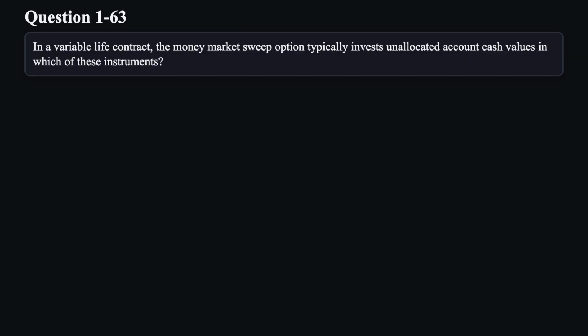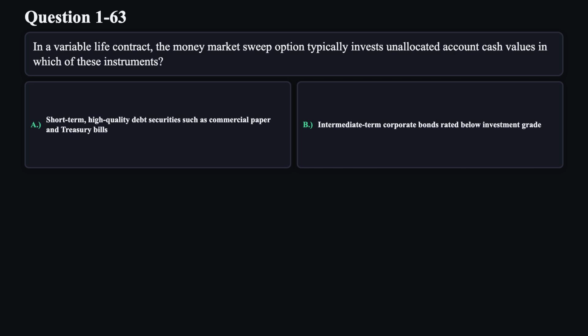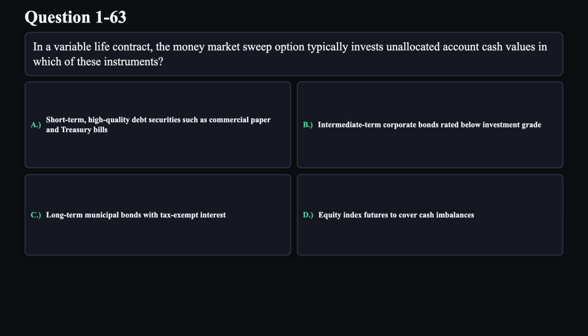Question 63. In a variable life contract, the money market sweep option typically invests unallocated account cash values in which of these instruments? A. Short-term, high-quality debt securities such as commercial paper and treasury bills. B. Intermediate-term corporate bonds rated below investment grade. C. Long-term municipal bonds with tax-exempt interest. D. Equity index futures to cover cash imbalances.